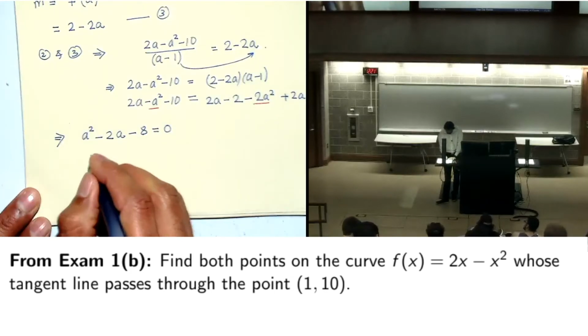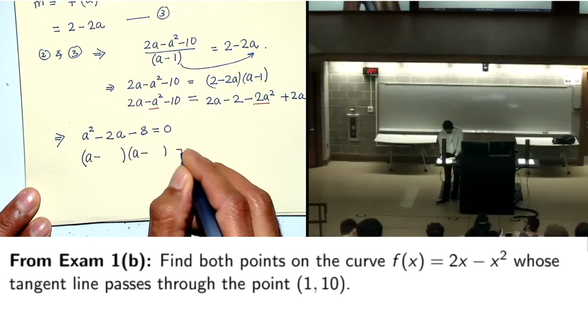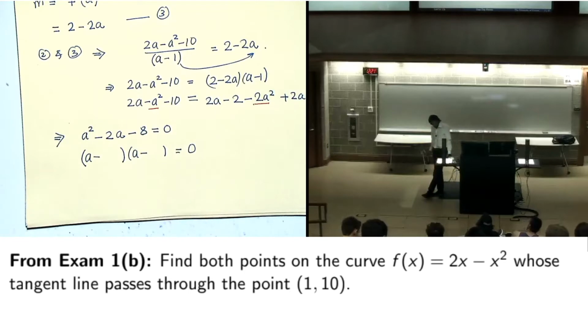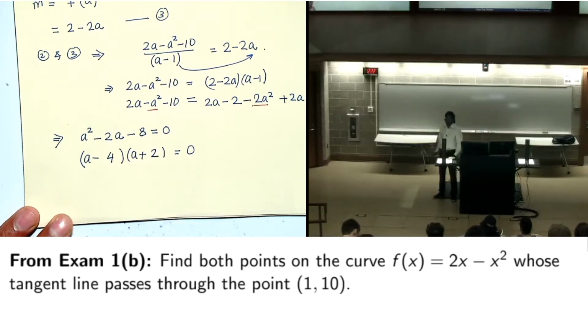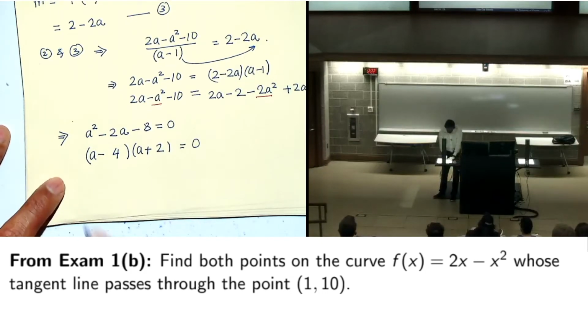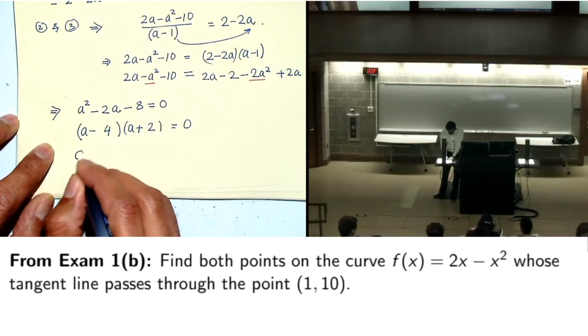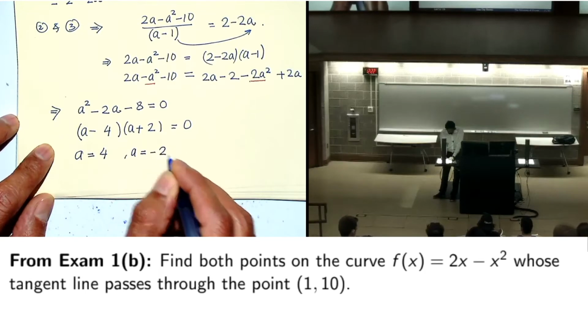We're going to factor that equation. So a square minus 2a minus 8 is equal to 0. What are the two numbers which multiply to negative 8 and add to negative 2? Is there any number? 4 and 2? 4 and 2. Is that okay? They multiply to 8, and if you add them, you get negative 2. Therefore, a is going to be equal to 4, and a is going to be equal to negative 2.